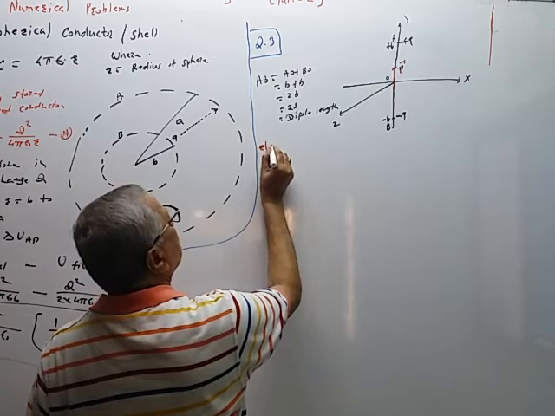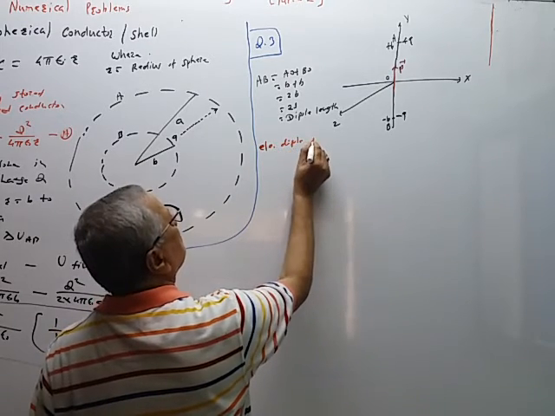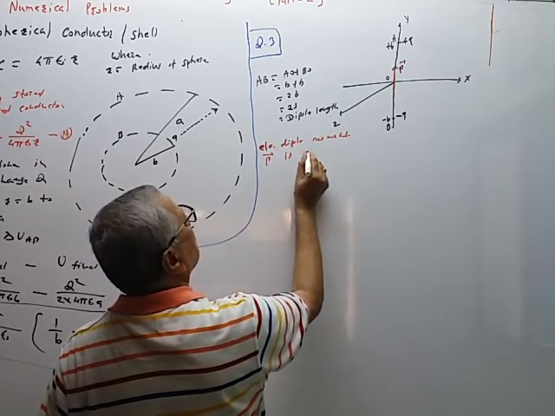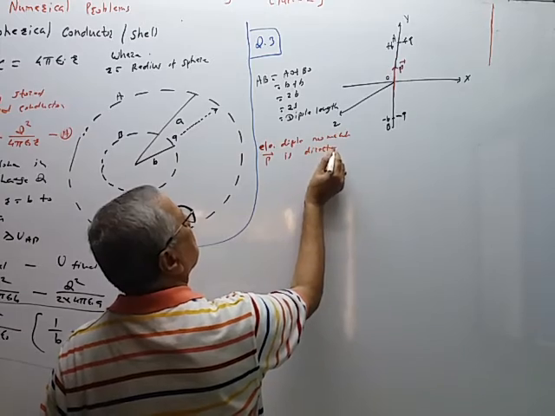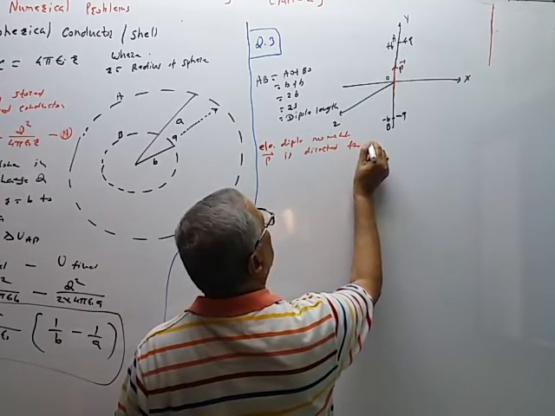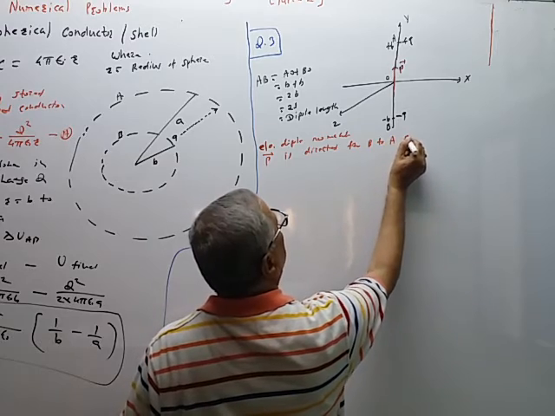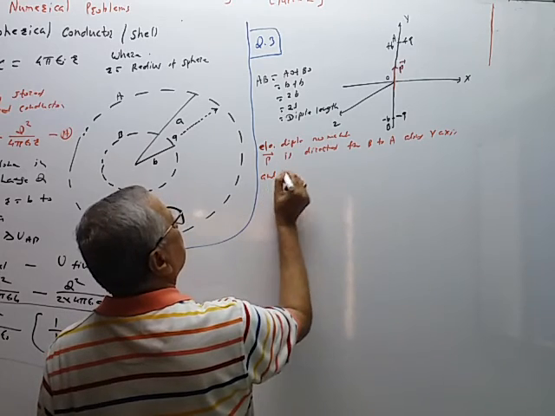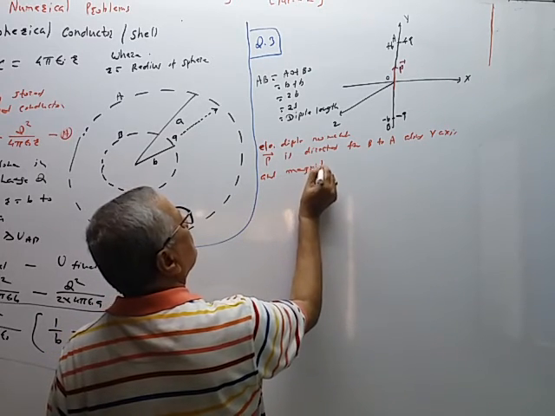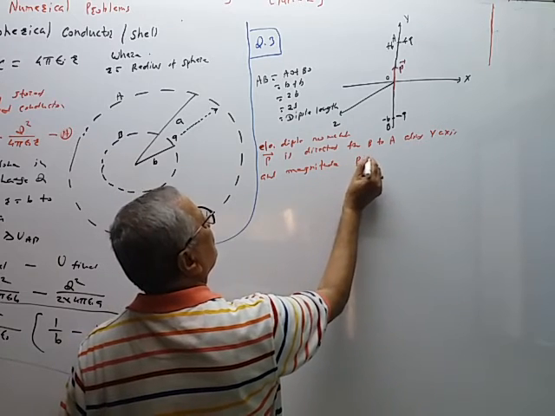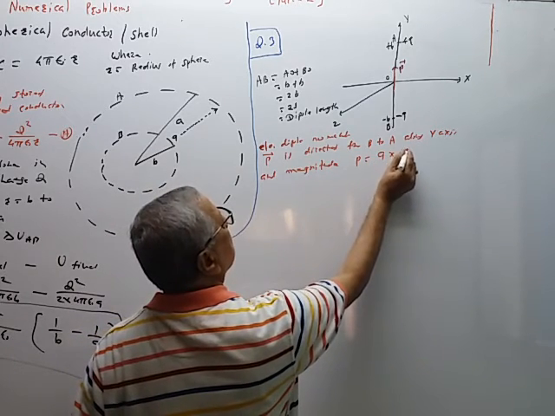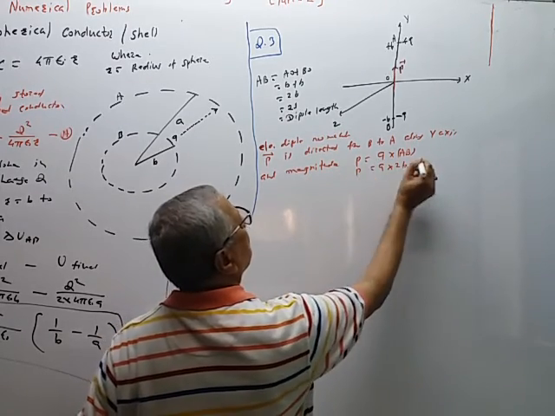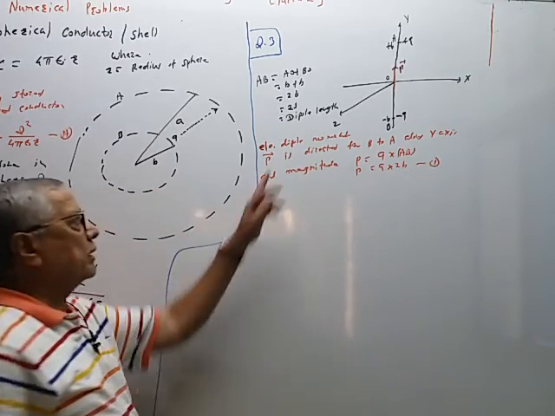The electric dipole moment vector P is directed from B to A along the y-axis, and its magnitude P is equal to Q multiplied by AB, that is, Q multiplied by 2B. So this is equation 1. Magnitude and direction we know.